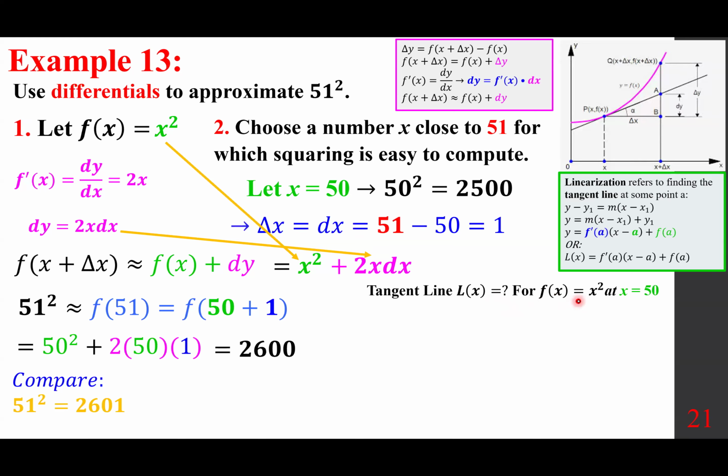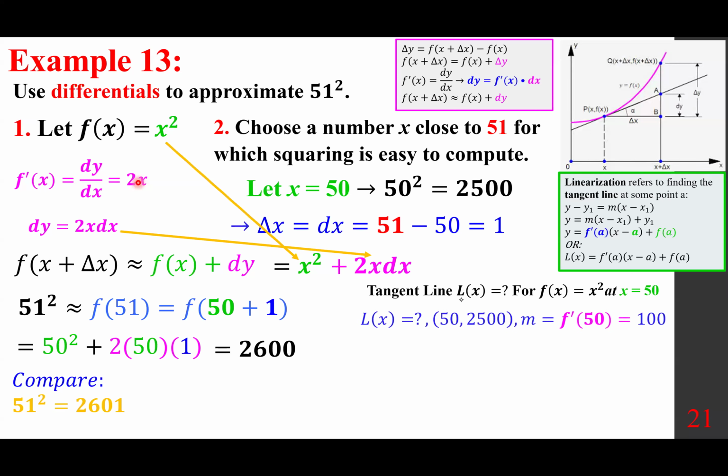So tangent line L of x is what we are looking for, f of x equals x squared at x equals 50. Now, what is the pair? Of course, you have to put the f of 50, which you already know the answer is 2500. So you have the pair 50 and 2500. But what is the slope? You also need the slope. You go back to this one and replace the 50 into f prime of x. 2 times 50 makes it 100.